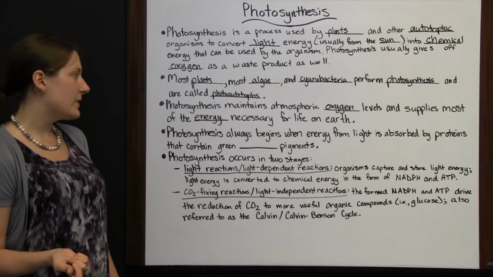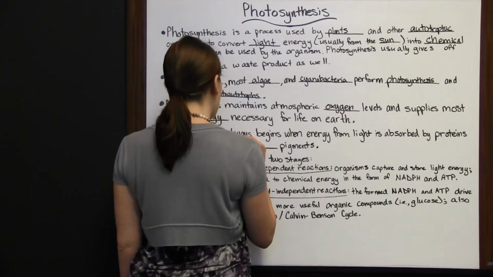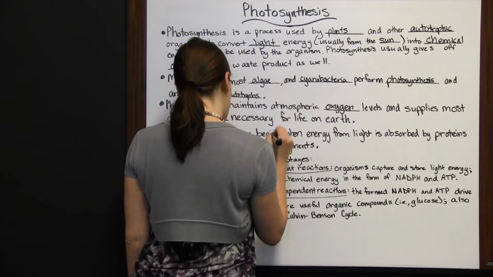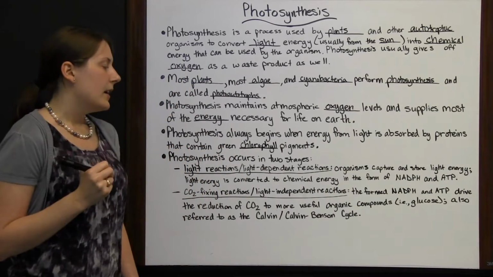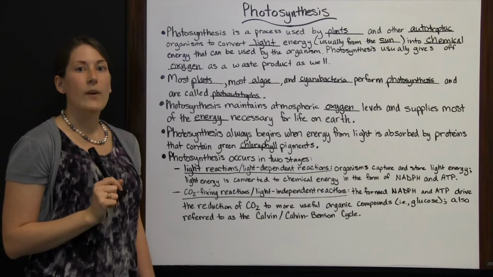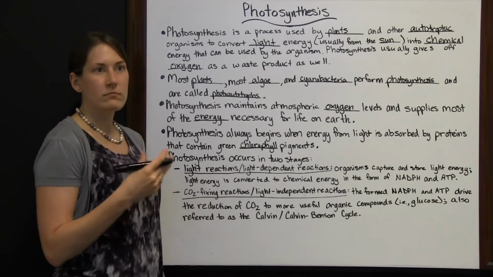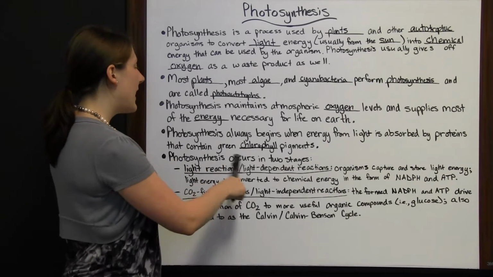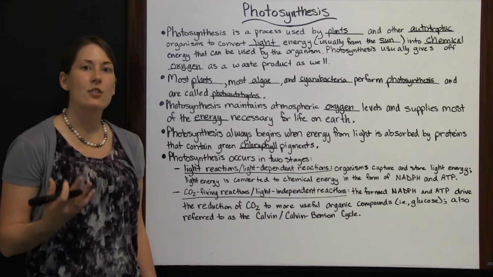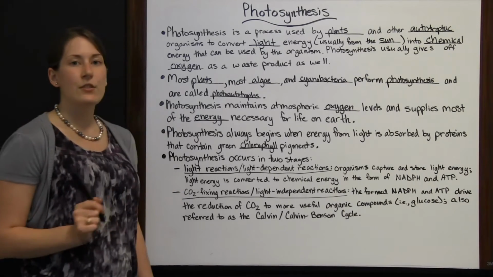Photosynthesis always begins when energy from light is absorbed by proteins that contain green chlorophyll pigments. So the autotrophs that perform photosynthesis don't always look green, but somewhere in their body, they're going to have these chlorophyll pigments that are able to take in and absorb light to start the process of photosynthesis. And photosynthesis occurs in two stages.